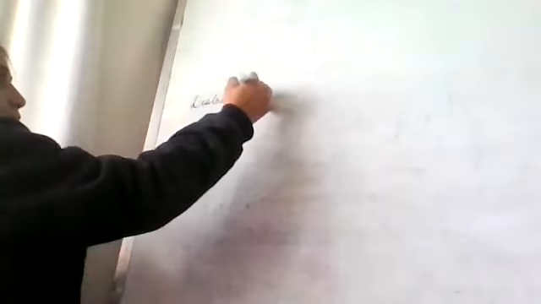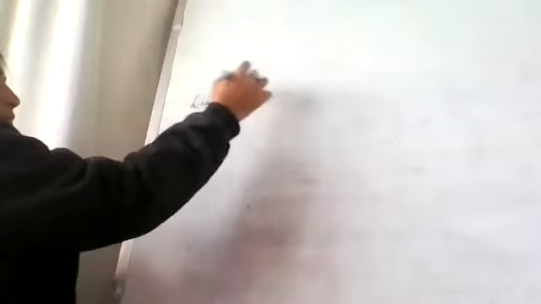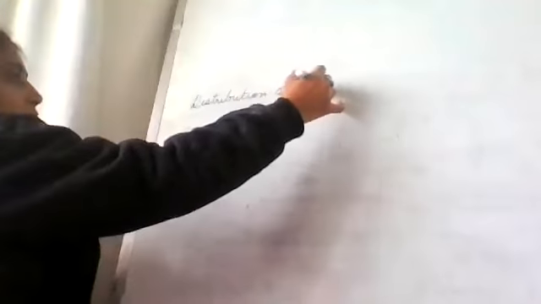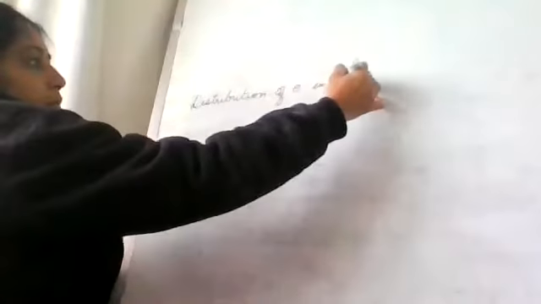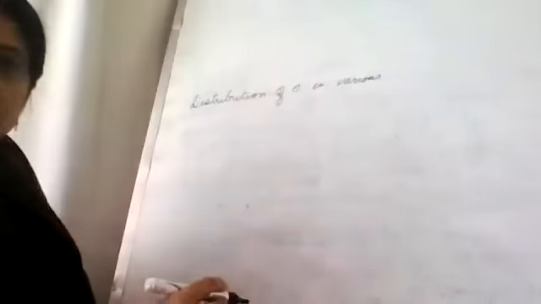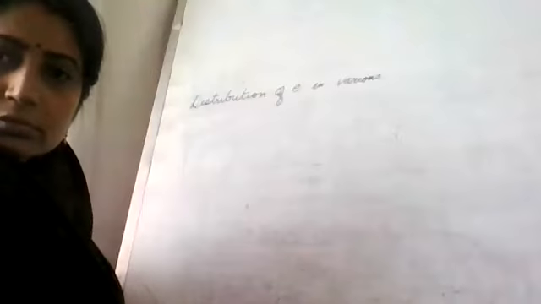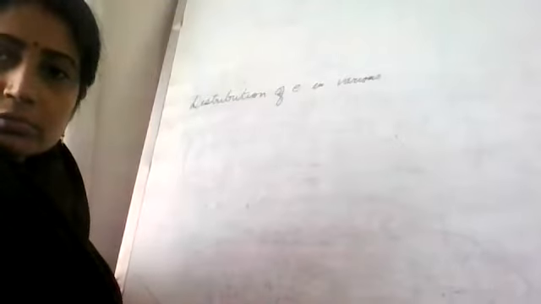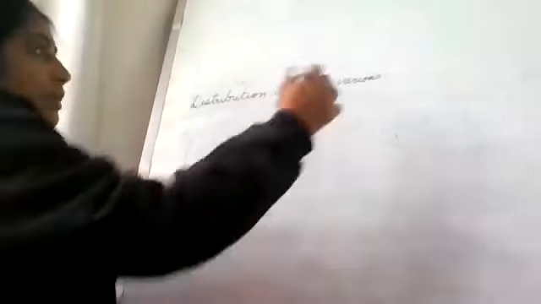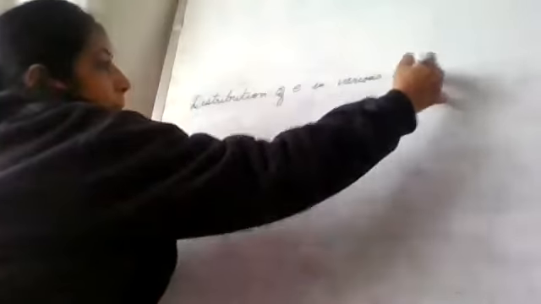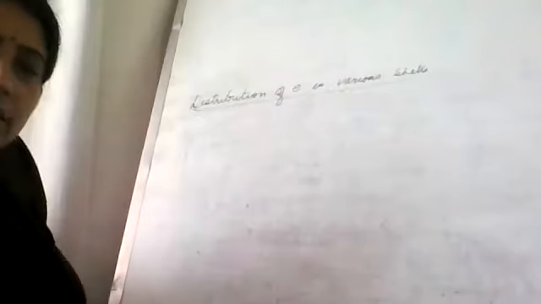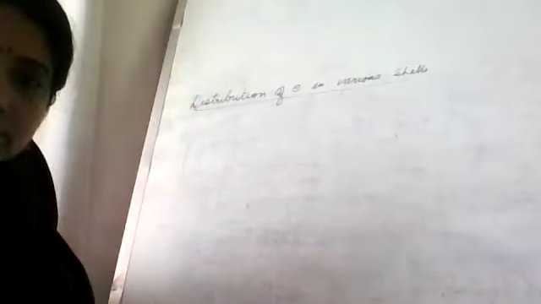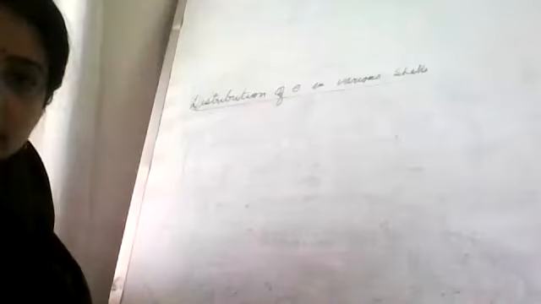So, distribution of electrons in various shells. Okay, distribution of electrons in the various shells. So what is the rule? What is the rule? Yesterday only we discussed.